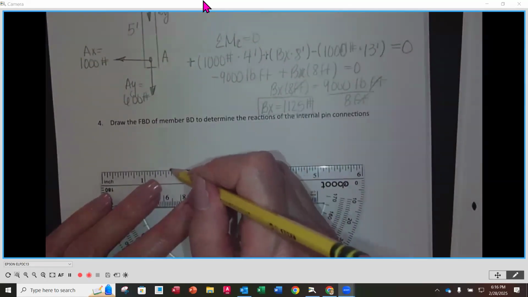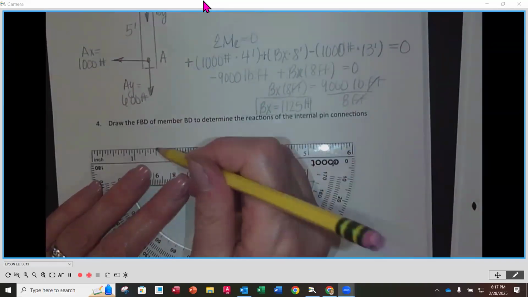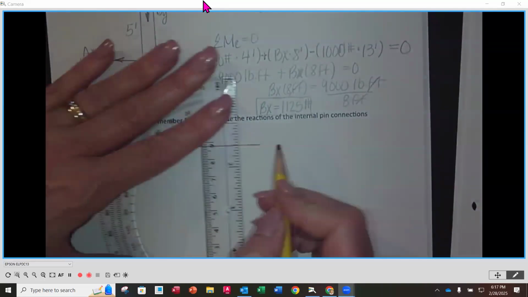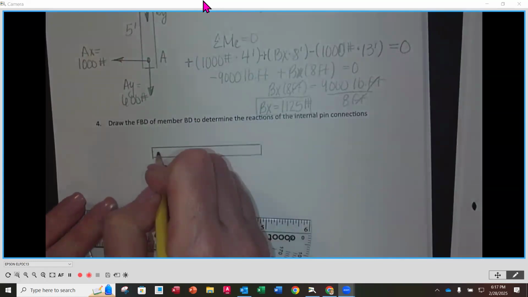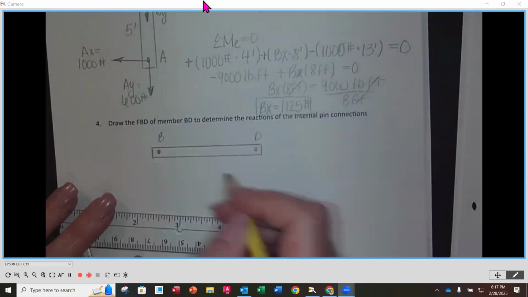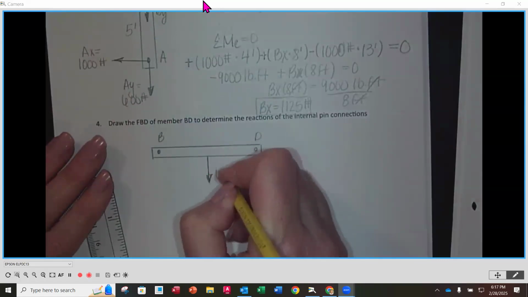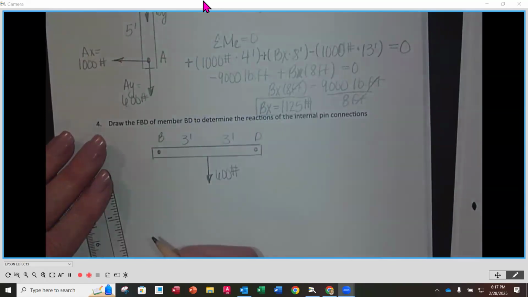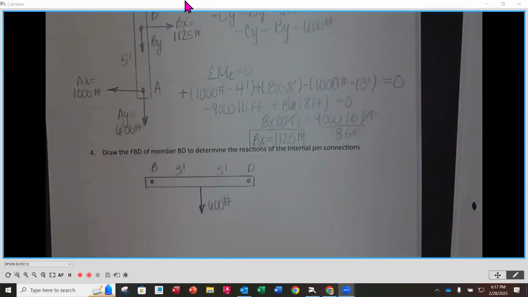So I'm going to draw, make it a little bit taller up here, a little bit closer, so I have room to do what I need to do. So this is B to D. B, here's B. And then I have my 600 right in the middle coming down. This is 3 feet on this side. This is 3 feet on that side. And I know that there is a pin reaction here at both of these places. I have to put an X and a Y in place.